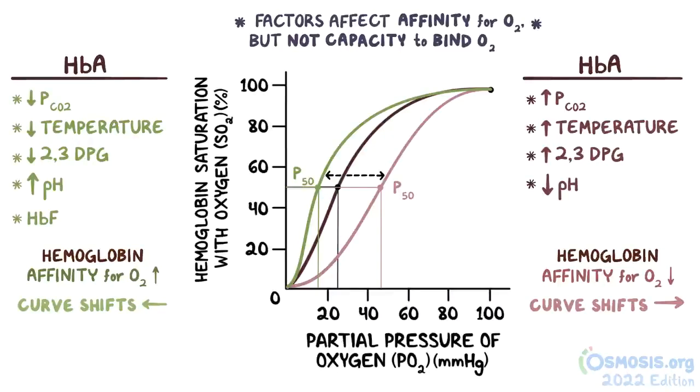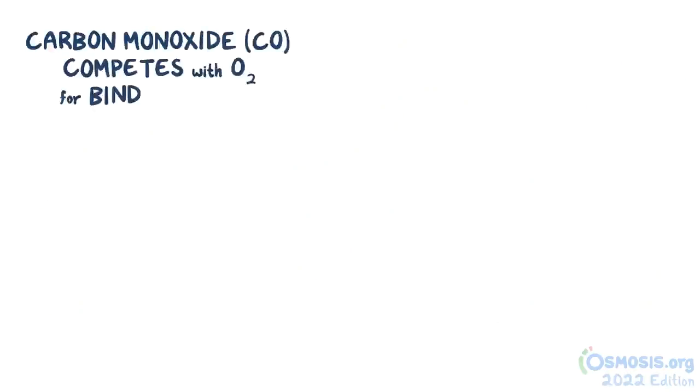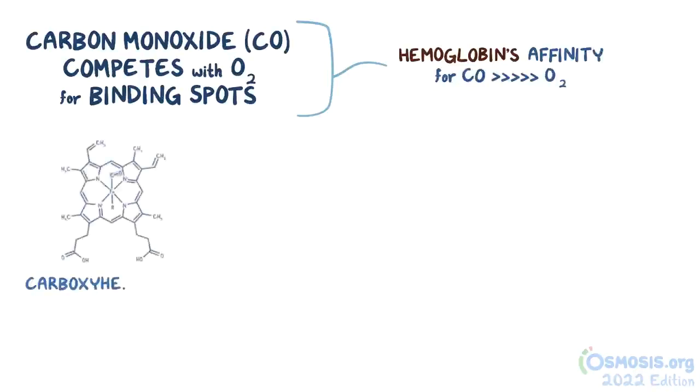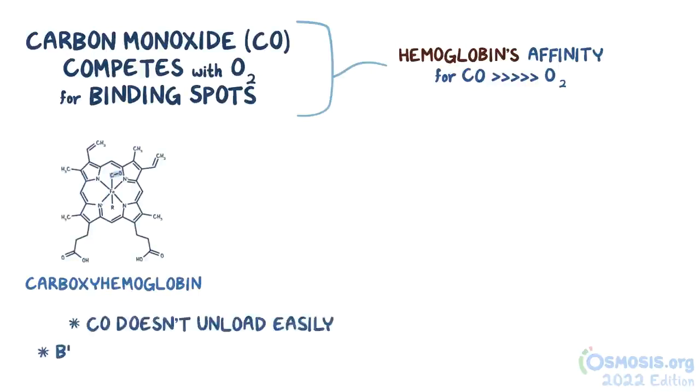Now, one additional situation to consider is when there's something like carbon monoxide floating around, which actually competes with oxygen for binding sites on hemoglobin. Hemoglobin's affinity for carbon monoxide is 250 times greater than that of oxygen. So hemoglobin will bind carbon monoxide, forming carboxyhemoglobin, more readily than it'll bind to oxygen. And once carbon monoxide binds, it doesn't unload easily, making those binding sites unavailable to oxygen.